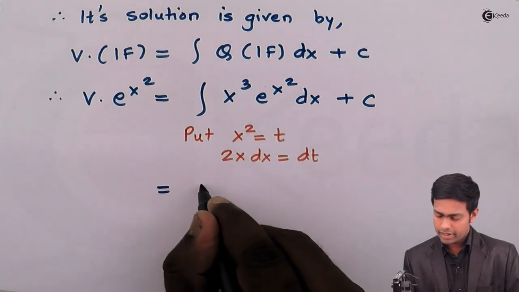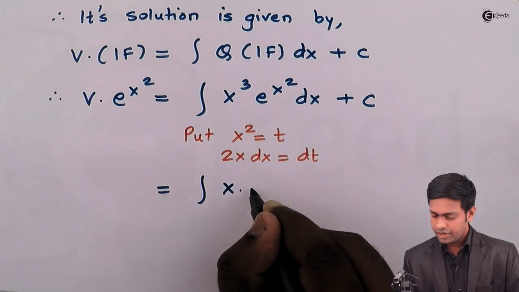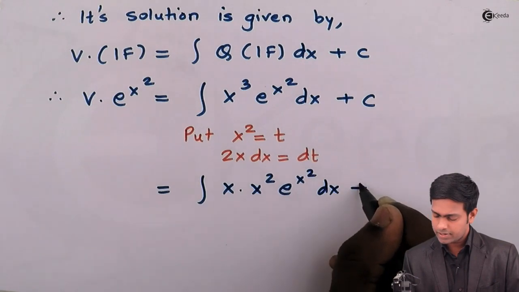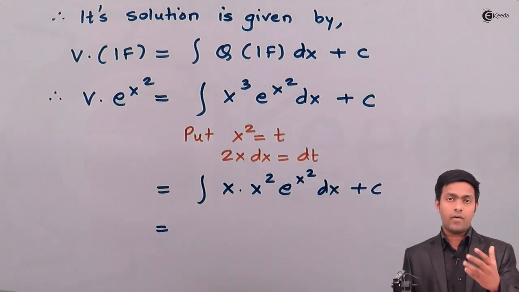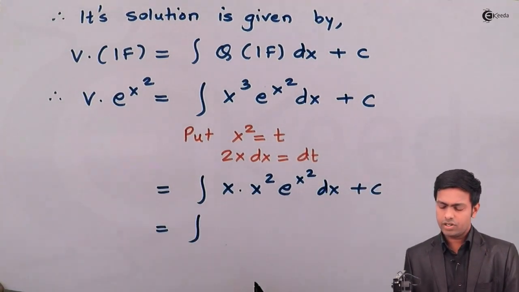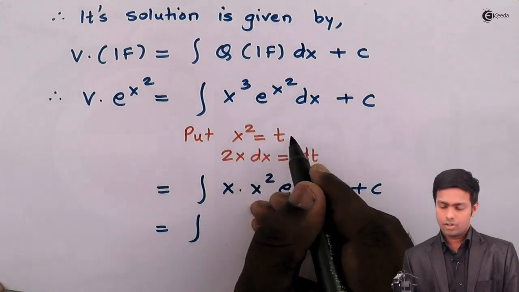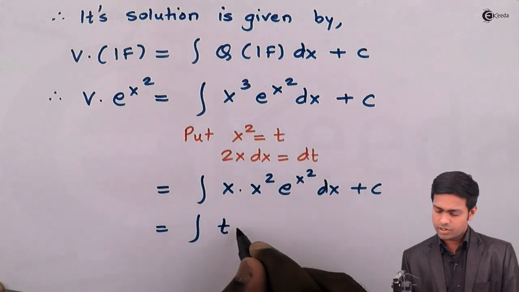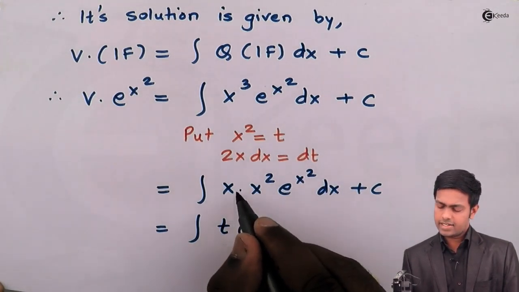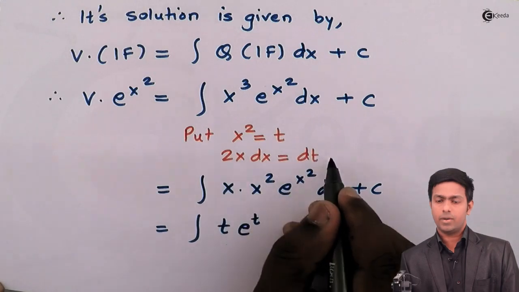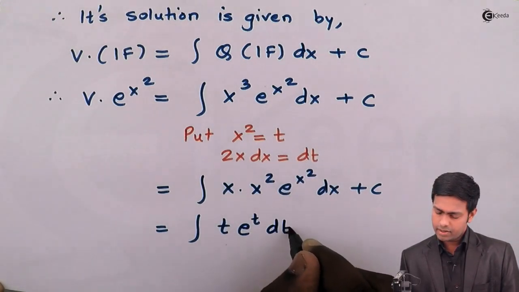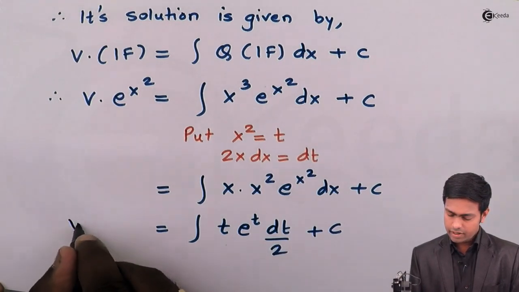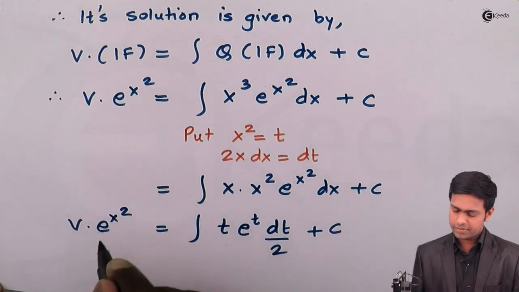So this will become integration of x into x square e raised to x square dx plus c. Now guys, let's see how I'm converting. So that will be integration, x square is t, so the first term will be t, e raised to x square, again x square is t, so e raised to t, and x dx, so here x dx is dt upon 2, so here I'll say dt by 2 plus c, and here v into e raised to x square.